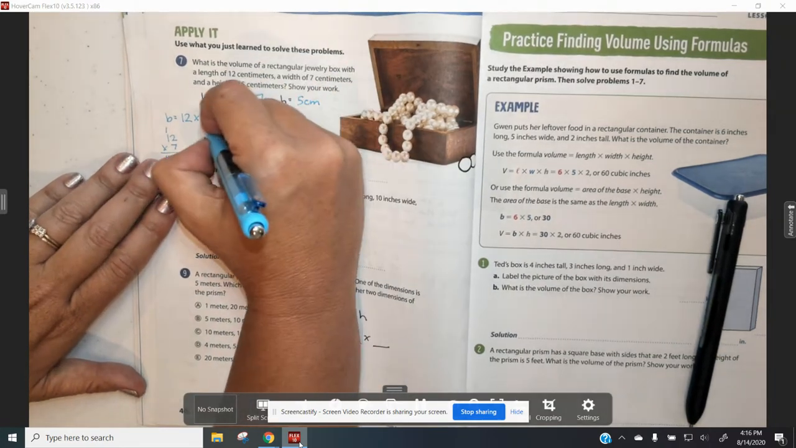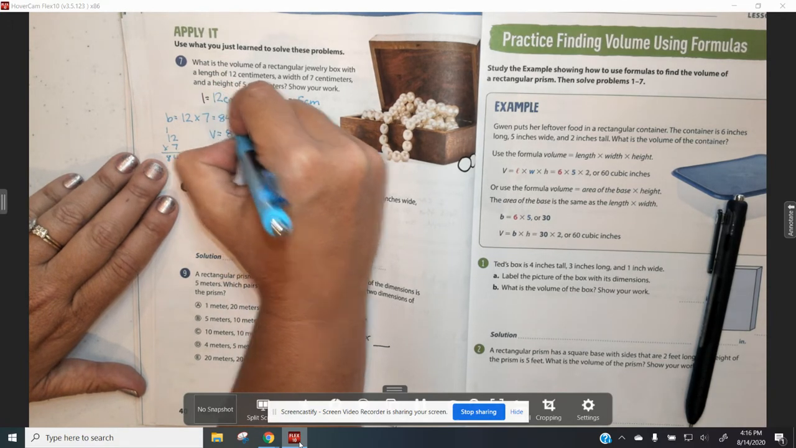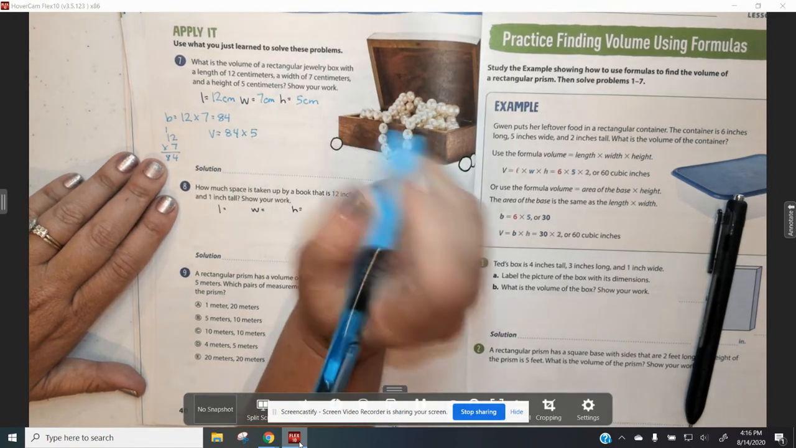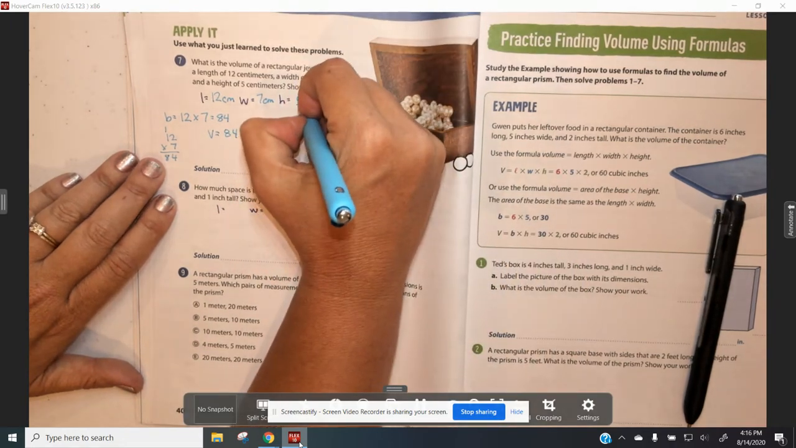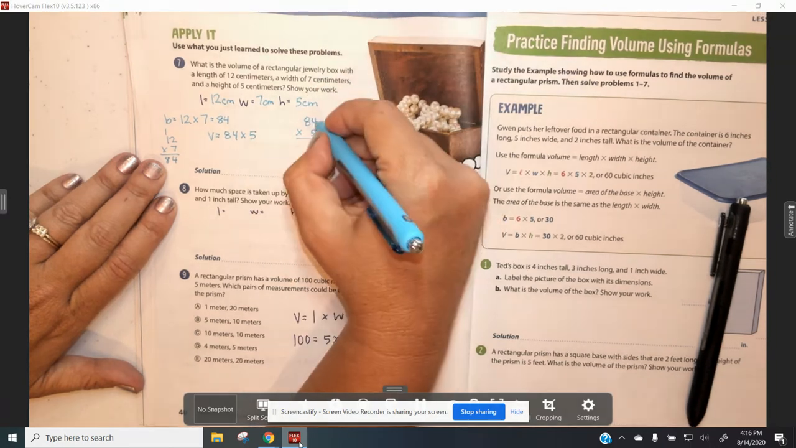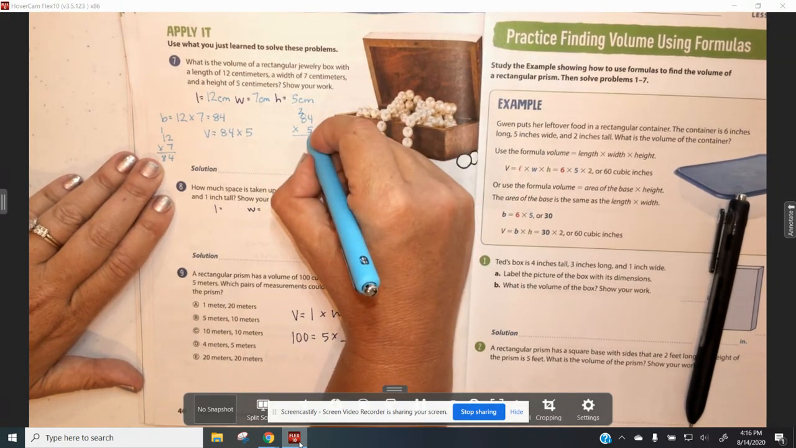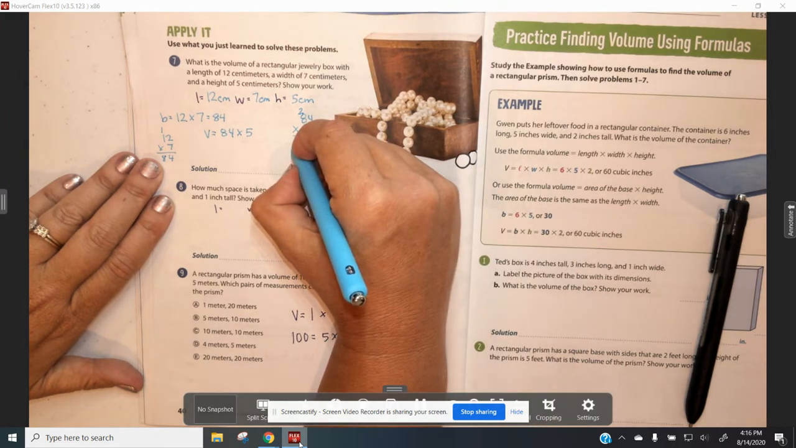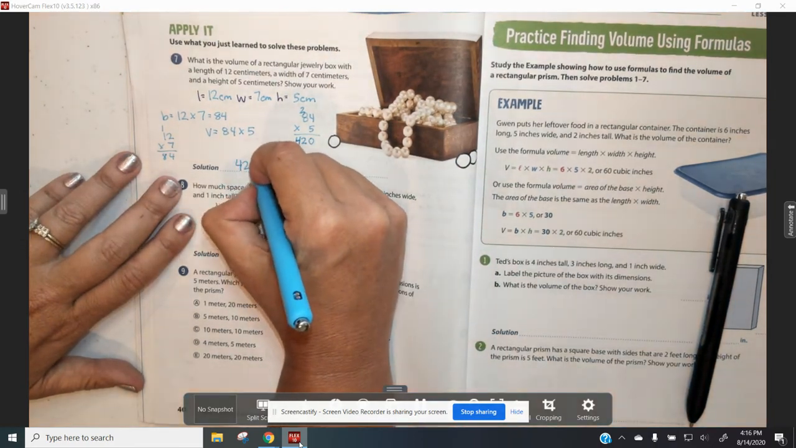So next we're going to go, okay, volume equals 84 times the height, which is 5. Now, I do not know what 84 times 5 is, so I'm going to go ahead and multiply that out. 84 times 5. 4 times 5 is 20. Carry the 2. 5 times 8 is 40, plus 2 is 42. So the answer is 420.